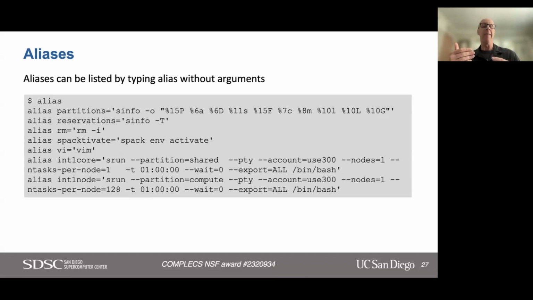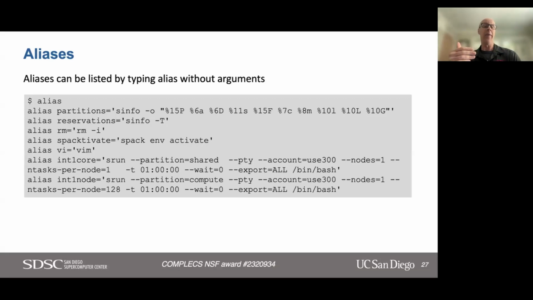All of your aliases can be listed by typing alias without any arguments. Years ago, I didn't know that there was an easy way to get all this information. I would try to remember what were all of the aliases that I created. So if you just type alias with no arguments, you're going to see a listing of all of your aliases.